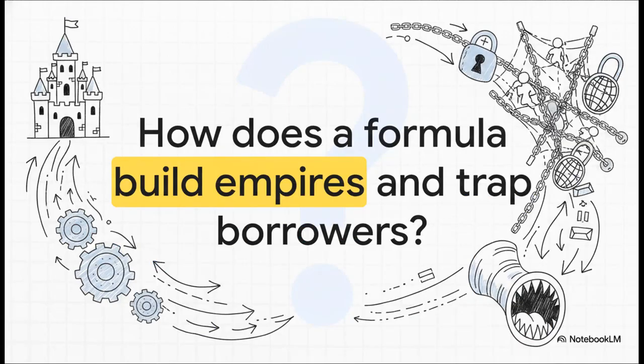So here's the core question we're answering today. How exactly does one single formula build empires and trap borrowers? Think about it. It shapes global finance, it completely dictates your retirement timeline, and it governs the very structure of credit. Yet it operates on this deceptively simple premise. Let's really get into the exact mechanics of how it all works.